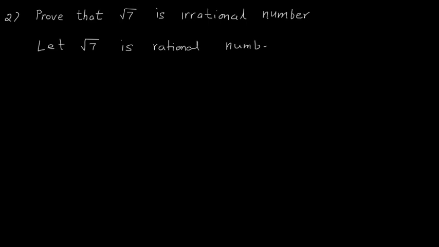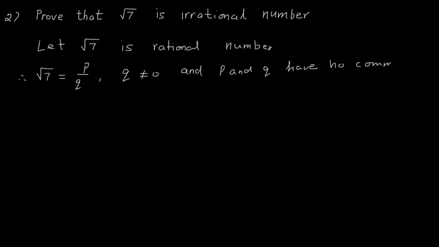Fine. Now what is the second step? The second step is, we will say that therefore root 7 is equal to p upon q, where q is not equal to 0 and p and q have no common factor except 1. So if you see the previous problem which I have done, this statement is a little different from what I have written in the last problem. So anyway you can write.